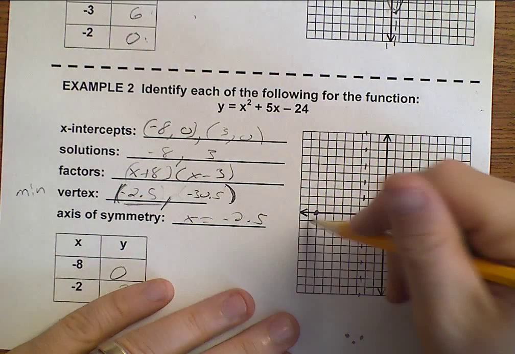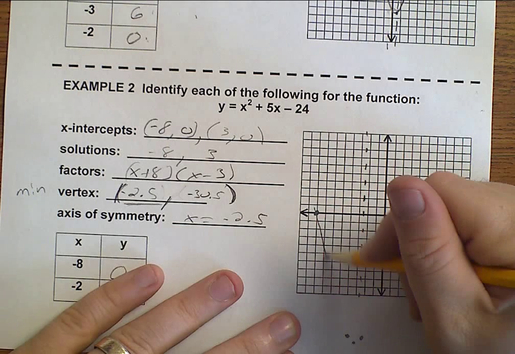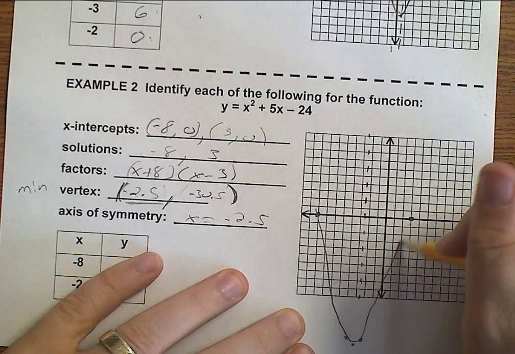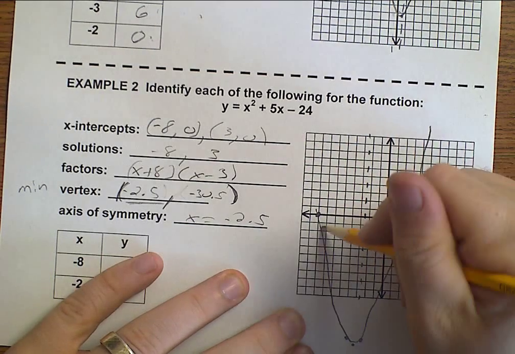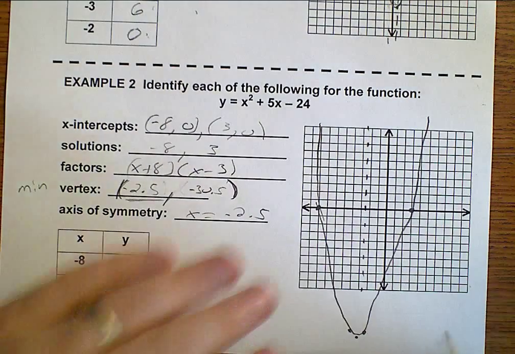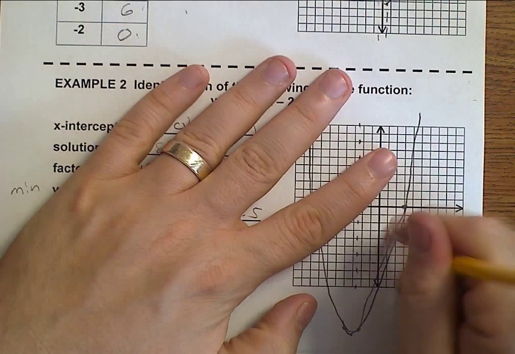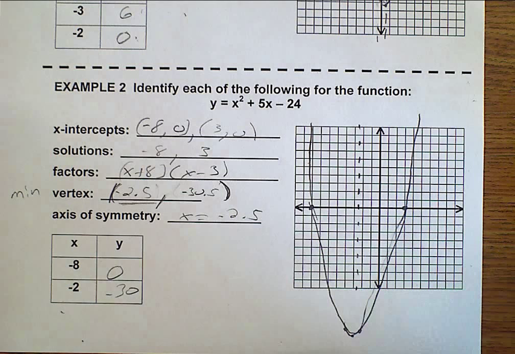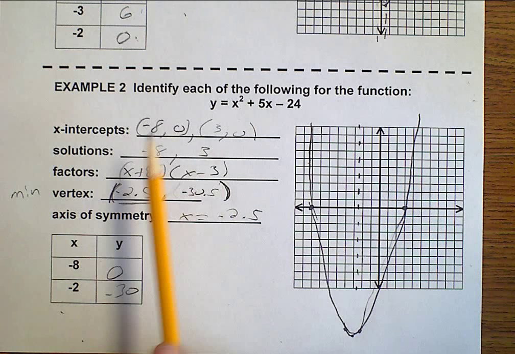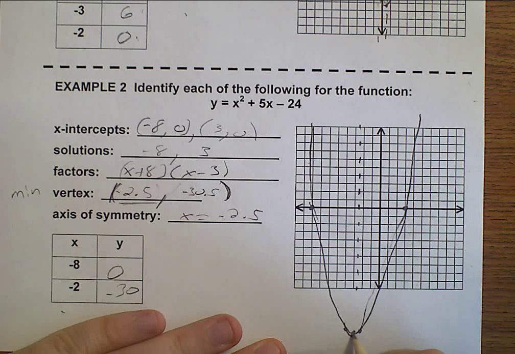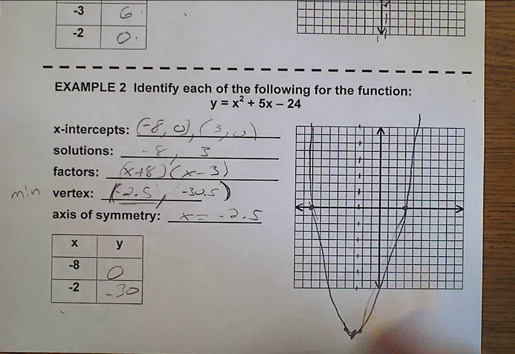And then we just simply connect. And we get a really rough graph. The biggest thing is that I need to see that you've plotted every point that you can plot, including your vertex, and that those points are drawn accurately.